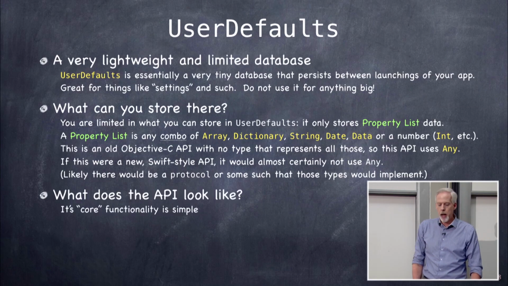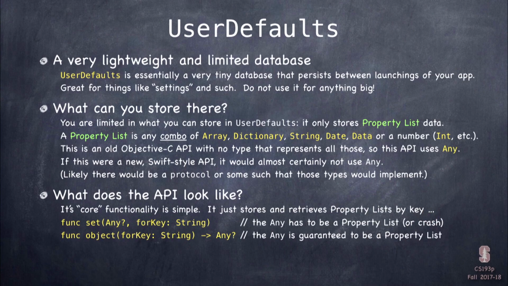All right, so what does the API look like to put things in there? Very simple. It's got two main methods here. Set, with a property list as the argument, for a key, okay, and then object for a key that returns a property list. The reason that's an any right there is that there's really no other type that would represent a property list, and this is an Objective-C API.